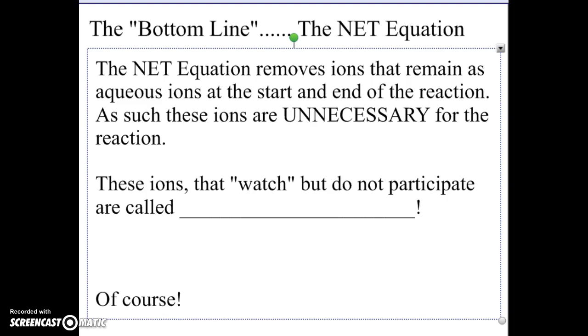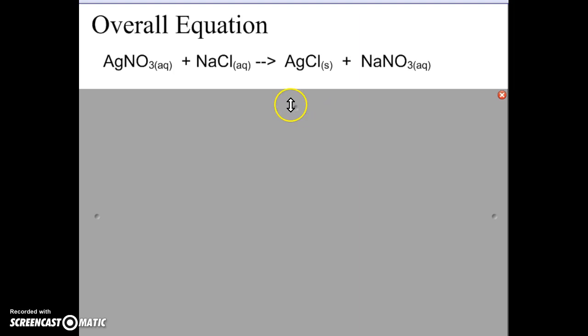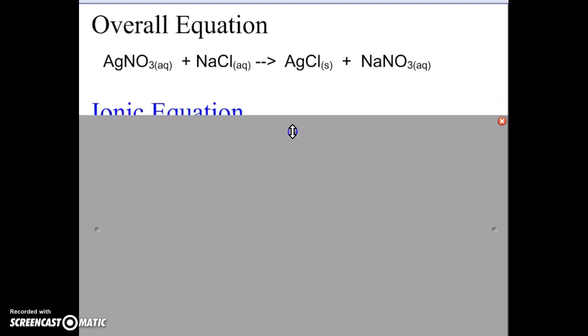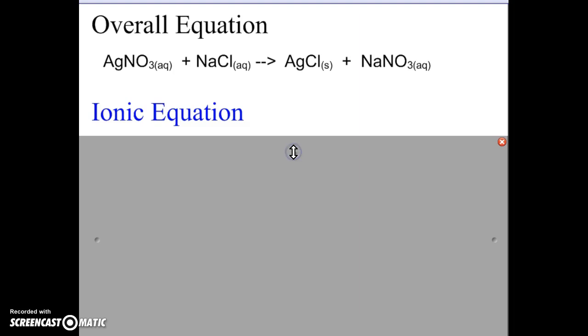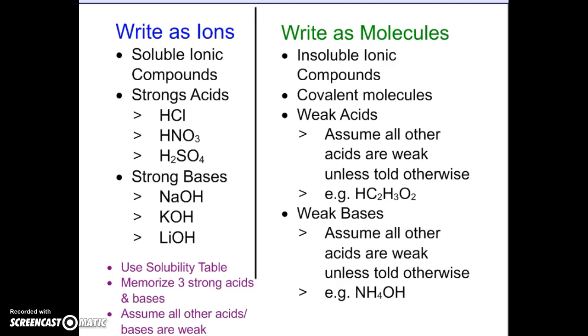So going to this double displacement reaction, if we're going to write an ionic equation, then what we want to do is remember which compounds are soluble in water and ionic. Which ones do we write as molecules, and which do we write as ions? So let's go back to the list over here, and we find that soluble ionic compounds we write as ions, but insoluble ionic compounds we write as molecules.